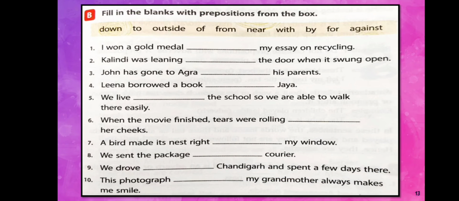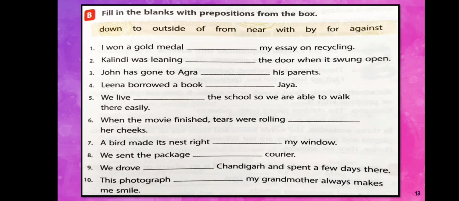Next is exercise number B. Fill in the blanks with prepositions from the box. In the bracket they had given down, to, outside, of, from, near, with, by, for, against. The first one, I won a gold medal dash my essay on recycling. I won a gold medal for is the correct answer, for my essay on recycling.